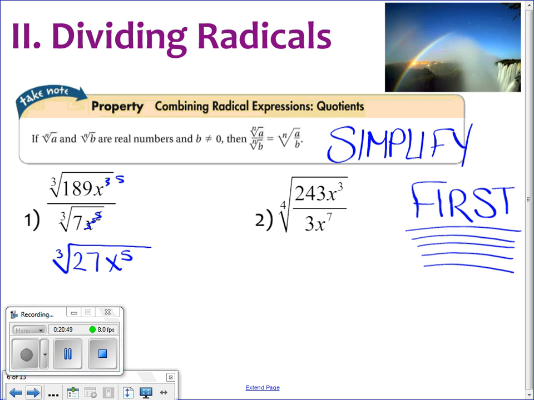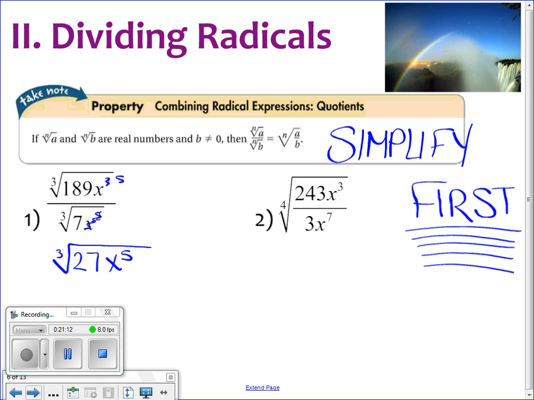Oh, where'd I lose you, Kelsey? The x's? Okay. All I did, since they're both under the cubed roots, I just simplified. 189 divided by 7 was 27. And then this was x to the 7th, and I had 2 x's here. I just canceled out 2 of them. Simplify. That's all I've done so far, is just simplifying.